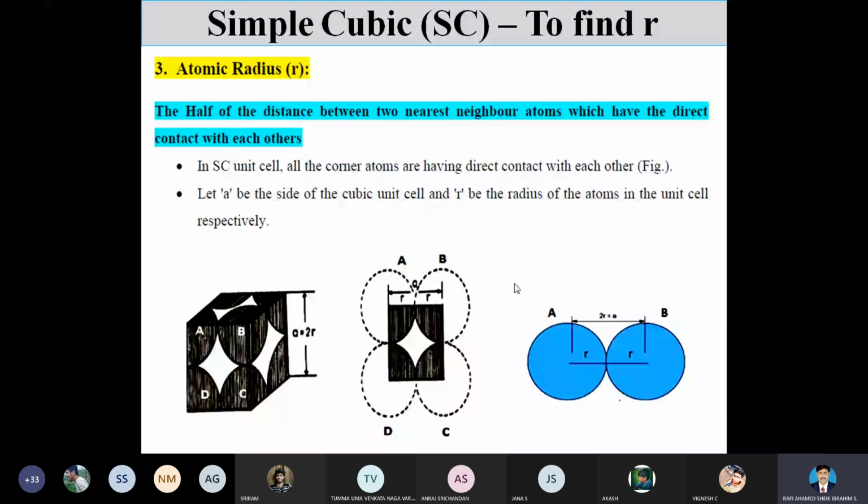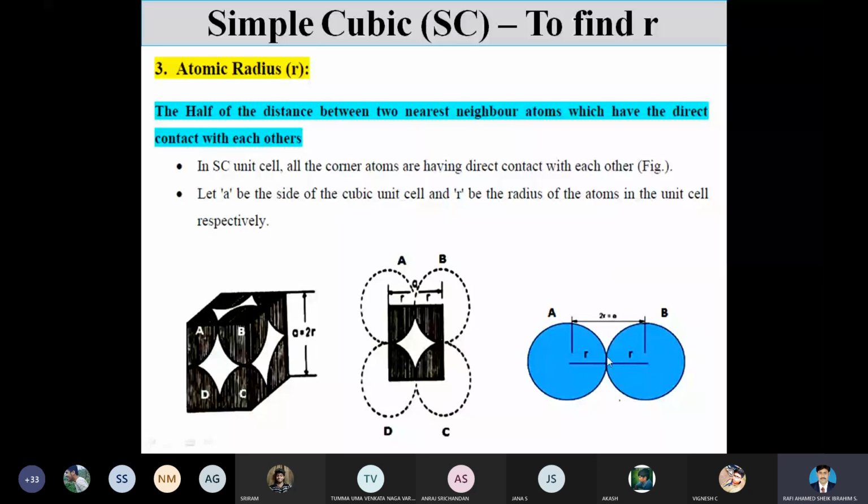You can consider A and B, or you can consider C, D, or you can consider AD, or you can consider BC. It's your wish. But to define the atomic radius, I have taken A and B. So I have taken the A atom and the B atom, two nearest neighboring atoms having direct contact. You can see that the atom A touches the atom B.